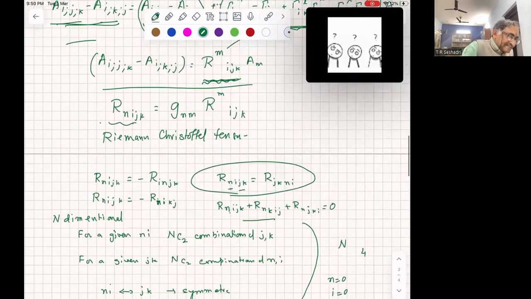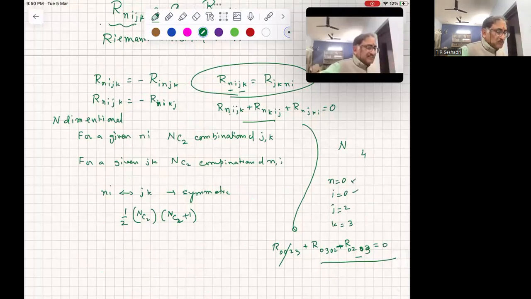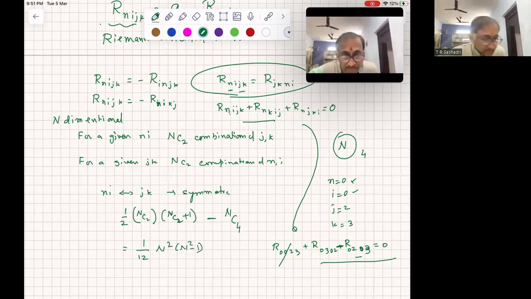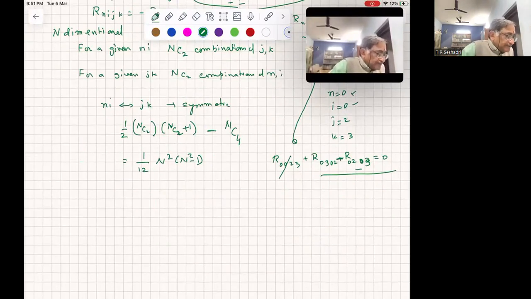So it means that when I have 2 things which are equal, everything is known. So I need to have 4 different values of n, i, j, and k out of the n different values in an n dimension. So the number of constraints are NC4. Because in n dimension, there are n coordinates. Out of that, I have to fill 4 positions. So it's NC4, which means that out of these degrees of freedom, I have to subtract these many constraints. And this comes out to be 1 by 12 n squared into n square minus 1. So the total number of independent components of Rijkl is this thing.